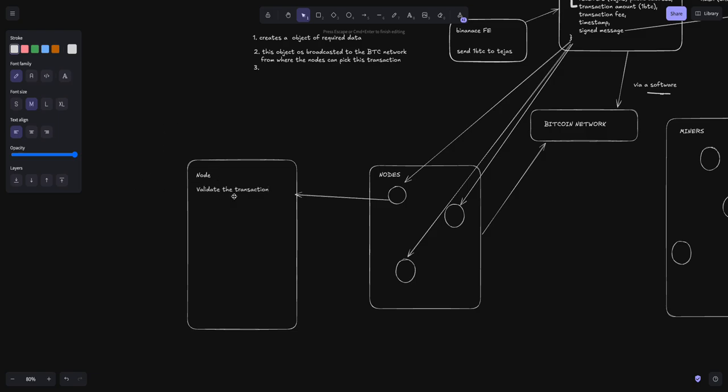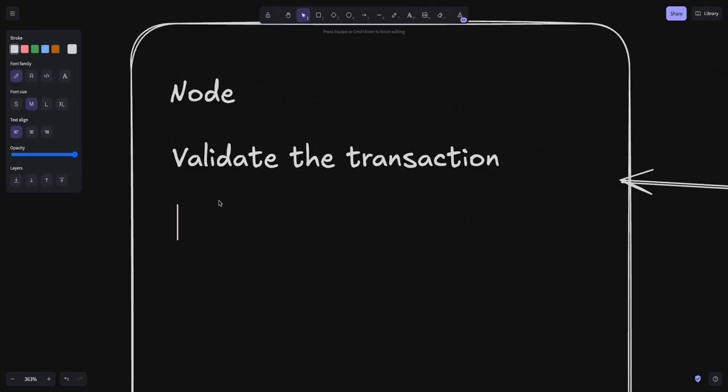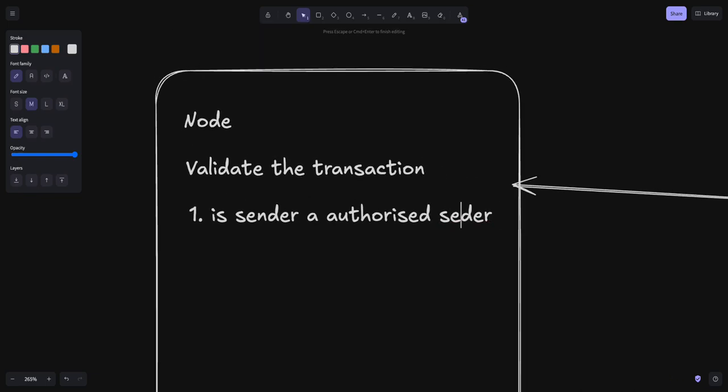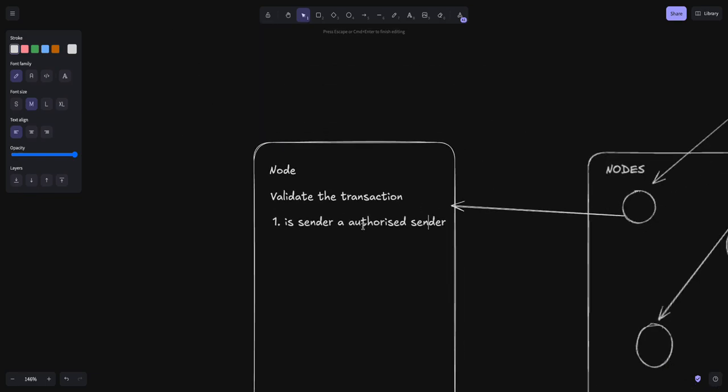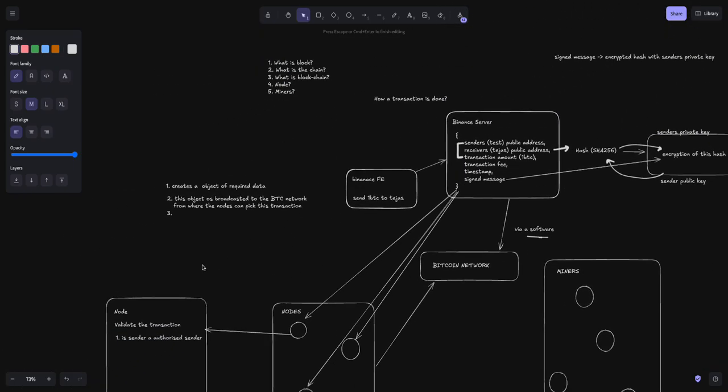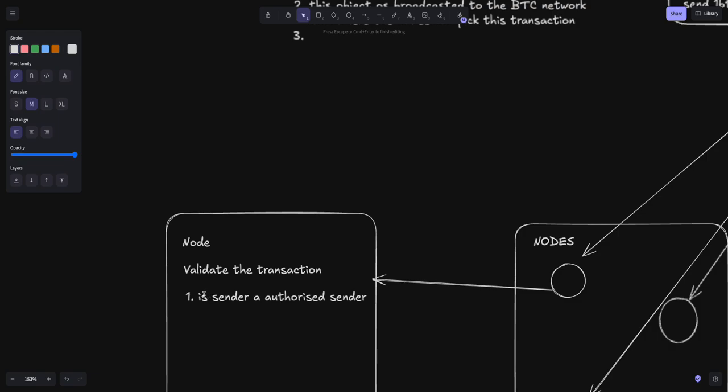Okay, so what does validation of this transaction mean? It checks for a few things. First, is the sender an authorized sender? How does it do that? The sender is authorized with the help of this private key, and hence this private key is very important. But we will see how it is done.